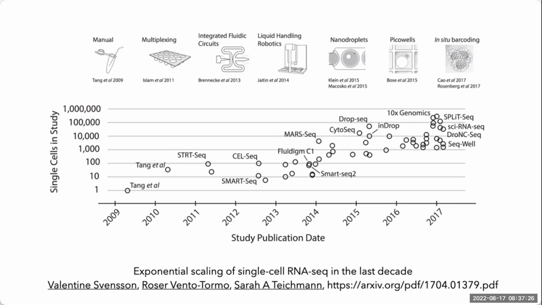But given the number of cells that can be explored from the beginning of 2009 until recently, we can note an exponential increase in the scaling of single cell RNA-Seq in the past decade. So the technology is fast improving, and the ability to isolate cells on a bulk level has developed enormously.